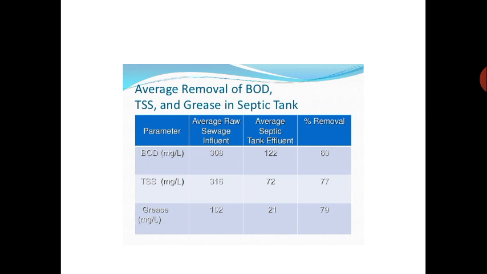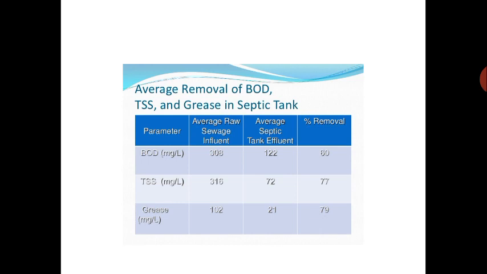These are some of the treatment efficiencies of these septic tanks. Normally, whatever wastewater is treated, we measure in terms of the pollution load in the treatment plant. We are measuring in terms of BOD, total suspended solids, and grease. These are the three main things we are going to measure in septic tanks.